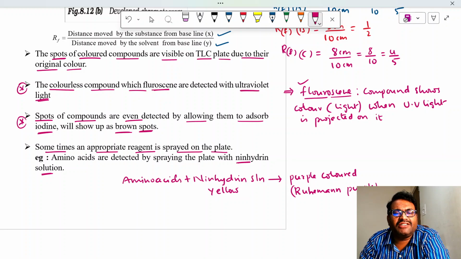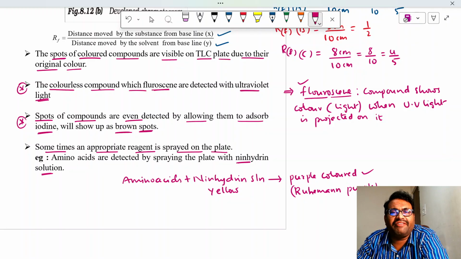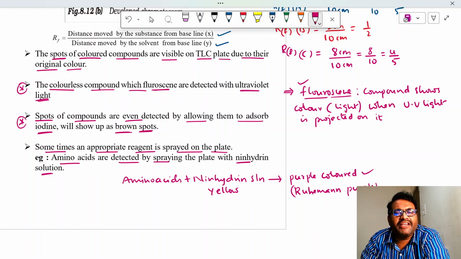Amino acids are colorless, but when you spray ninhydrin solution, we get purple color. So you can identify that an amino acid is present. Later on, we will detect what type of amino acid it is. First of all, we identify that it is an amino acid. So amino acids are detected by spraying the plate with ninhydrin solution.